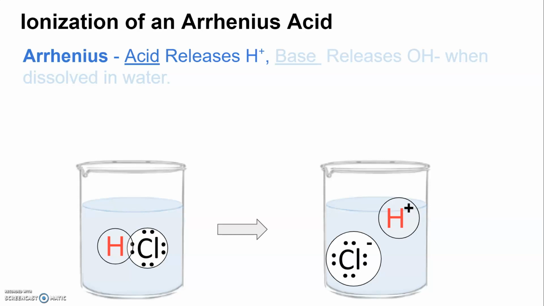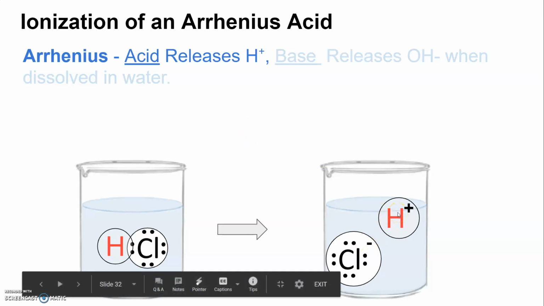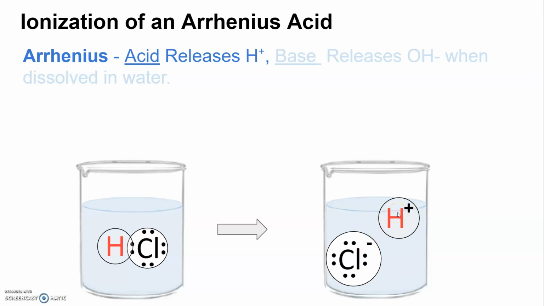A couple of things that you want to note here in terms of the splitting. The acidic proton, or hydrogen, will have a positive charge, and then the anion will have a negative charge. Now, in this case, since it's one H+, and then there's just one Cl-, they'll both have a +1 and -1 charge.